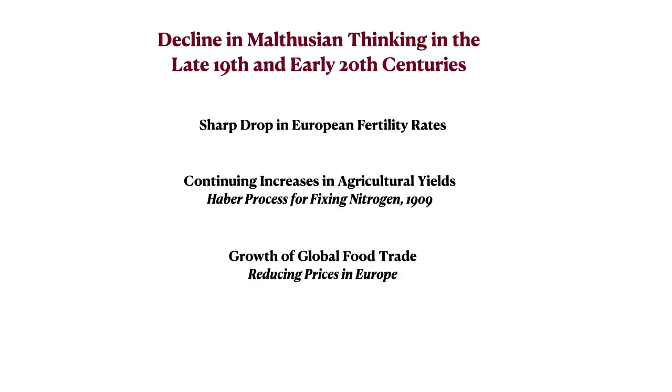At any rate, by the late 19th and early 20th centuries, there's a real decline in Malthusian thinking. There's a sharp drop in European fertility rates, which I've talked about before, which is not something that Malthus had foreseen. There's also continuing increases in agricultural yields.